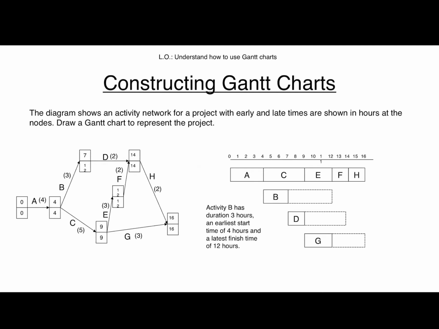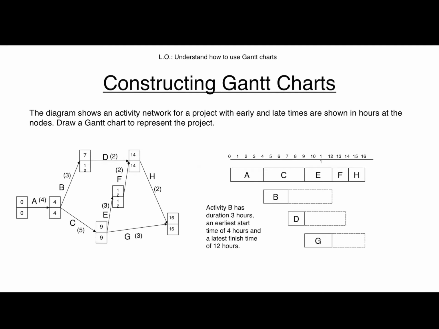So what that represents is that B, the earliest it can start is at 4, and therefore the earliest it can finish is at 7, but I could slide it along the dotted line if I deemed it appropriate, if I required that to be the case, knowing that the latest it could finish was at 12. I hope that makes sense.